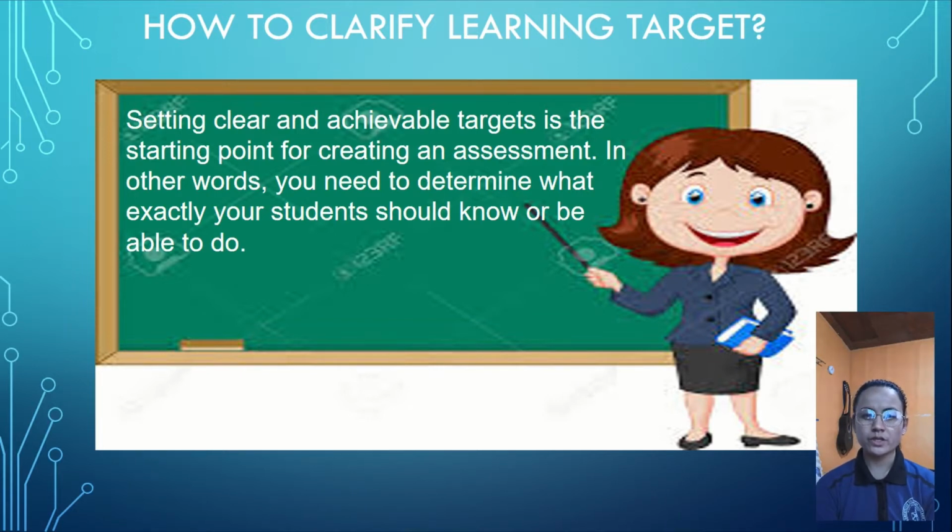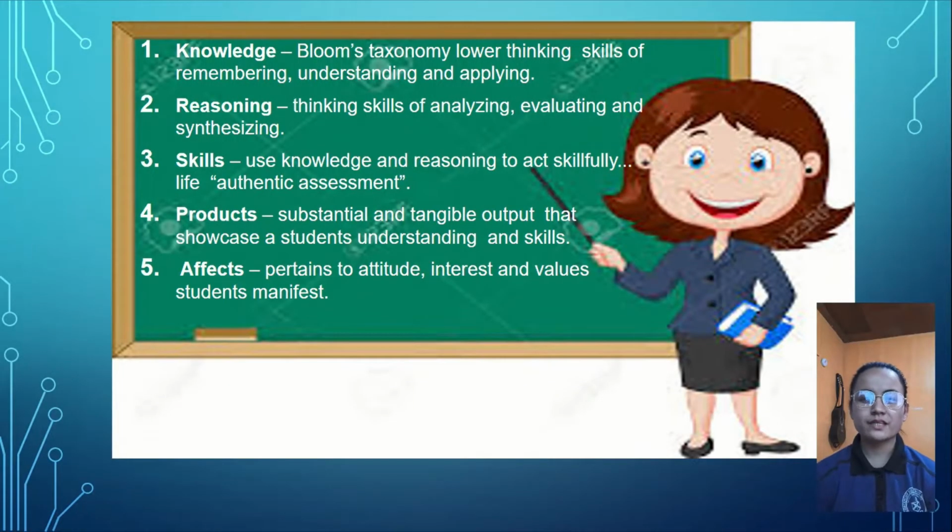Educators have typically used Benjamin Bloom's taxonomy, which is a classification system used to define and distinguish different levels of human cognition. Eventually, Bloom's taxonomy was divided into three domains: cognitive, affective, and psychomotor targets. These targets can be summarized as the knowledge, reasoning, skills, products, and affect. Now let's go define them all.